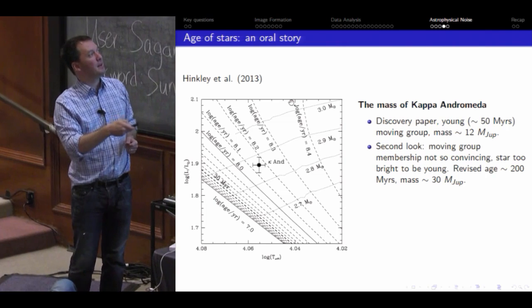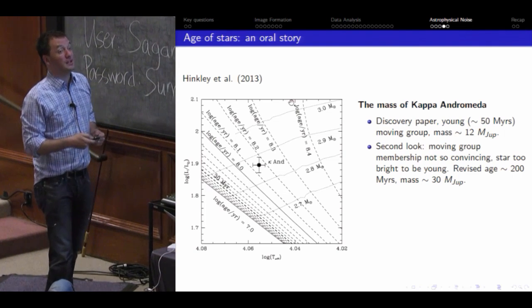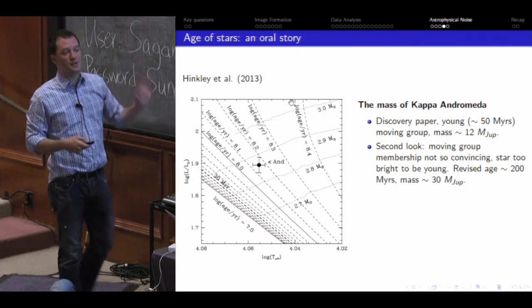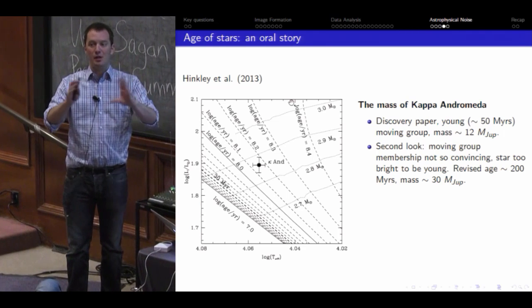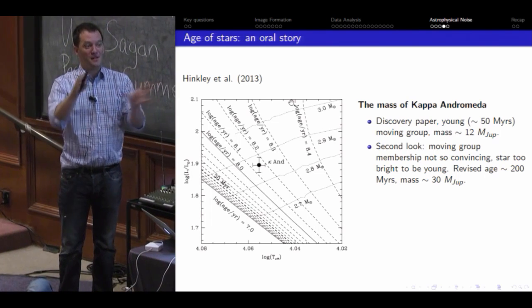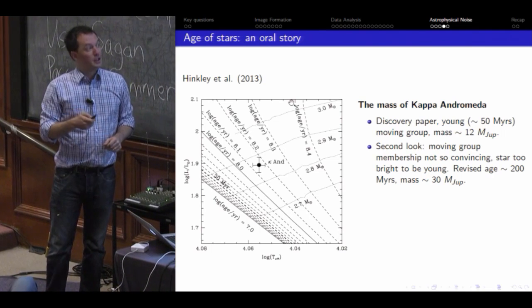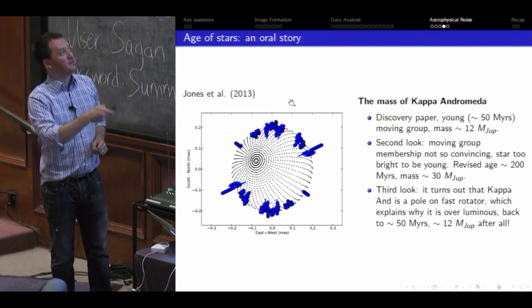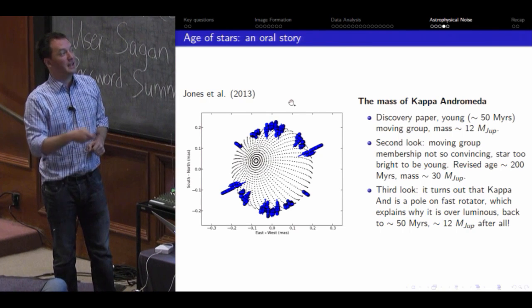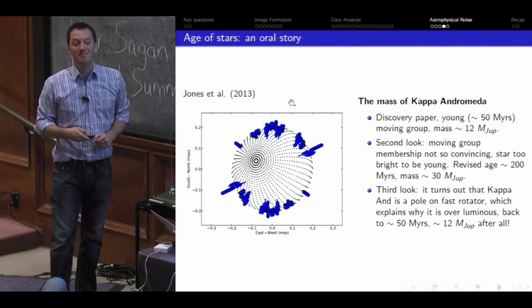And in that paper, actually, Sasha put a caveat saying, well, all of these models that we're using, it has to be somewhat of a reasonable rotator. If it's a fast rotator, it could be young, but it's very unlikely. Sure enough, Kappa Andromeda was looked at with Sasha. It's a fast rotator. So it's actually young.